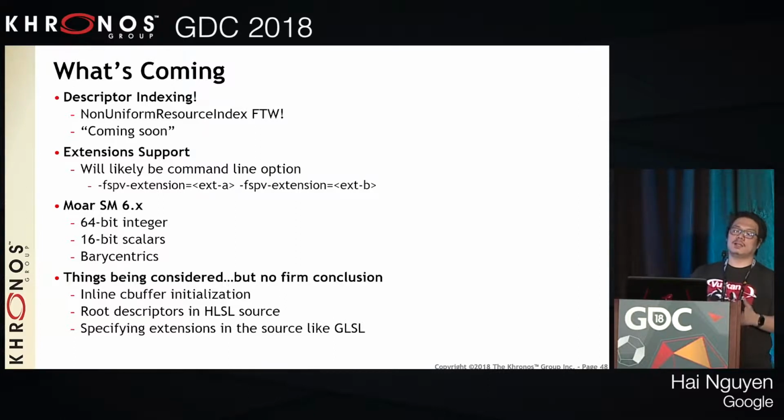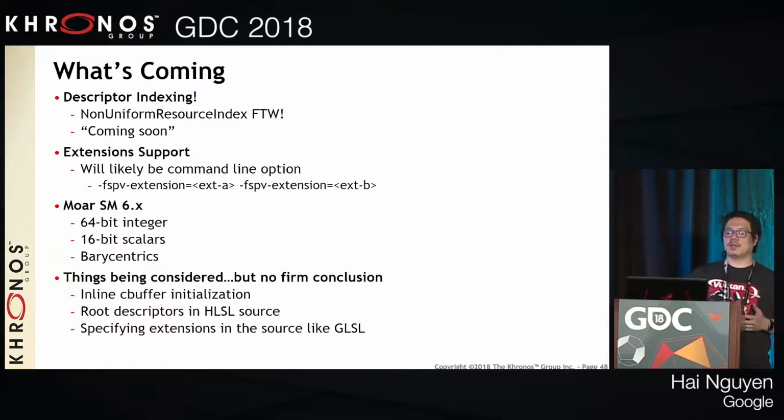Extension support into DXC will likely come as a command line option. It'll be -fspv-extension=extensionA, and then the same thing, extensionB, et cetera. It's to keep in conformance with the Clang format. And of course, more things for shader model 6: 64-bit integers, 16-bit scalars, barycentrics.